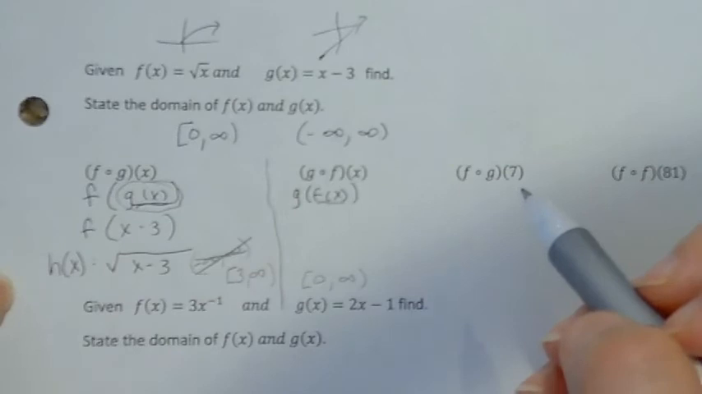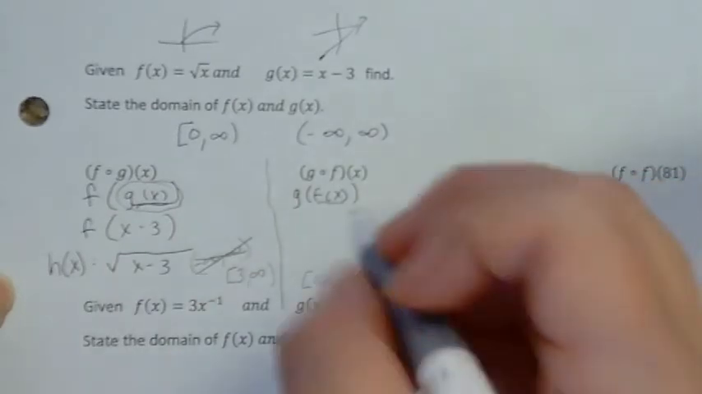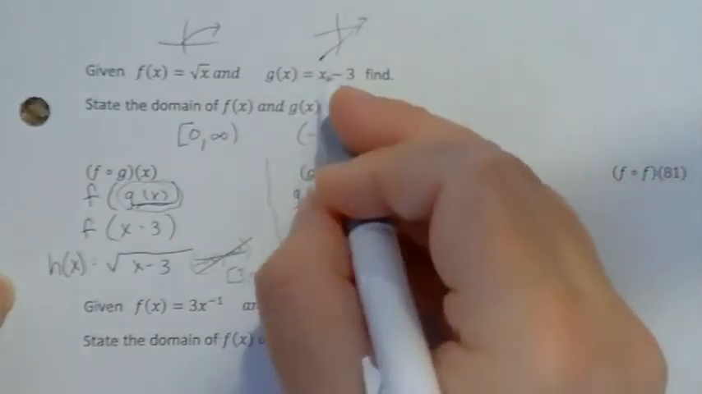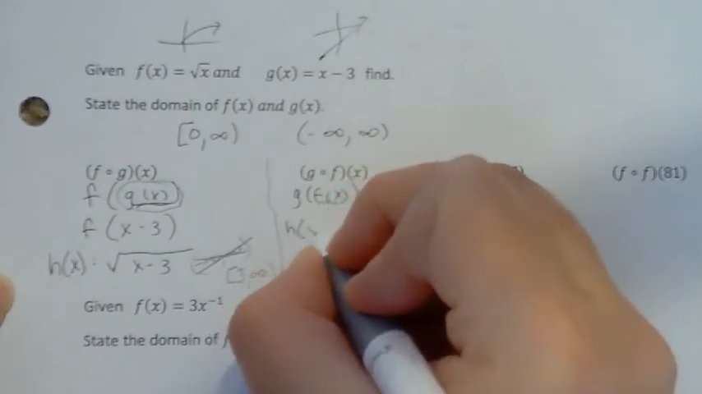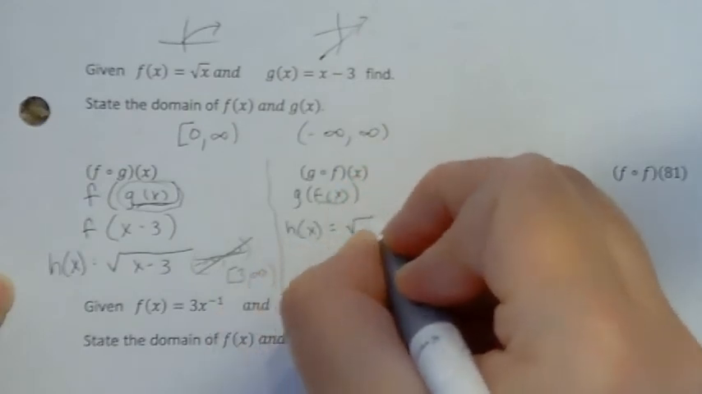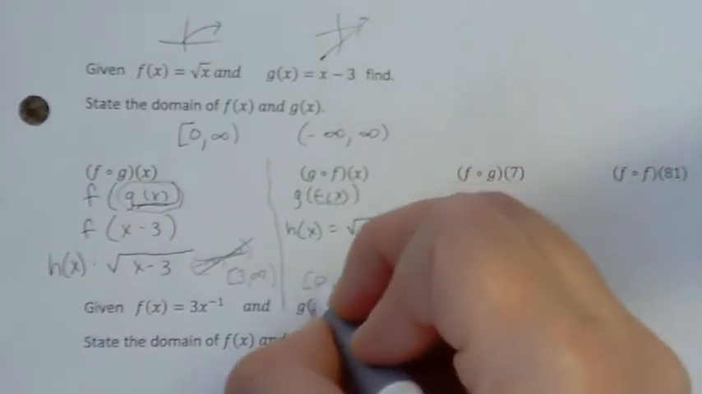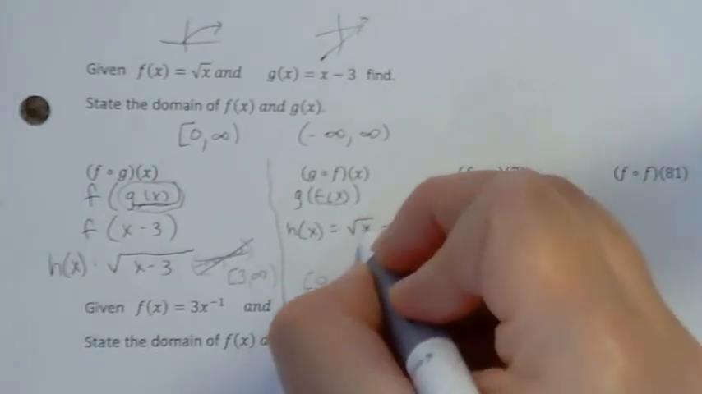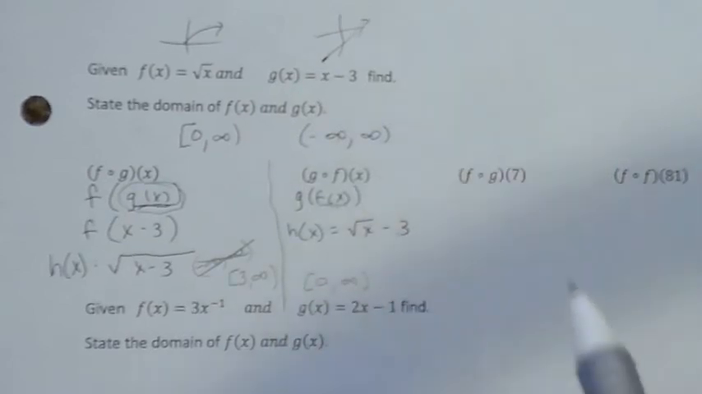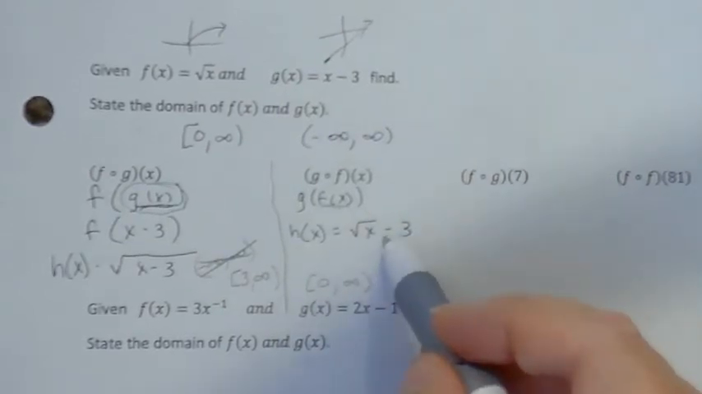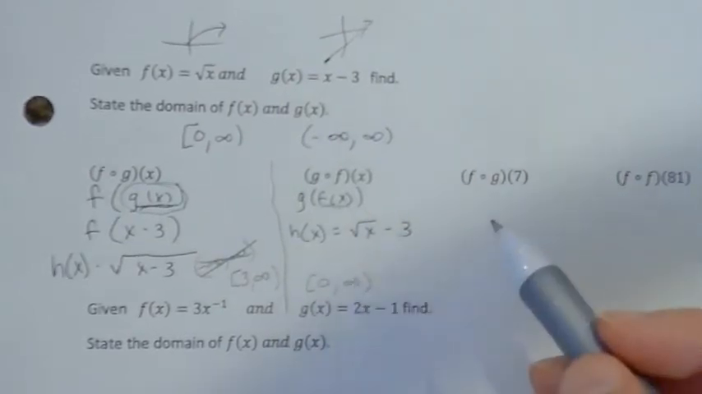So let's go put the f function into the g function. So the f function is going to go into the g function. So the new function is the square root of x, subtract 3. Let's see if 0 is okay. Is it okay to put a 0 here? Yep, because 0 minus 3 is negative 3. That's all good, so the domain is fine.